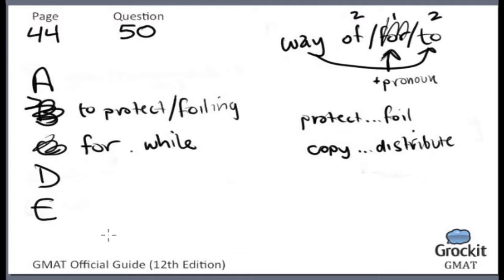All right. On to choice D. So we have a way to distribute songs while they will protect. So they, in this case, is clearly wrong. If nothing else, it's this way, which is a singular form, or the Secure Digital Music Initiative, which is also singular. So we can't have a they in choice D. They ruin everything.